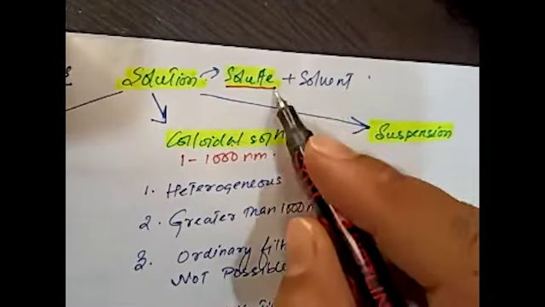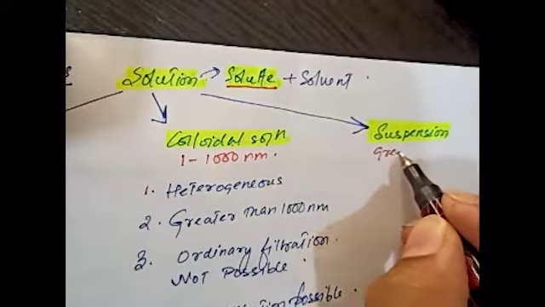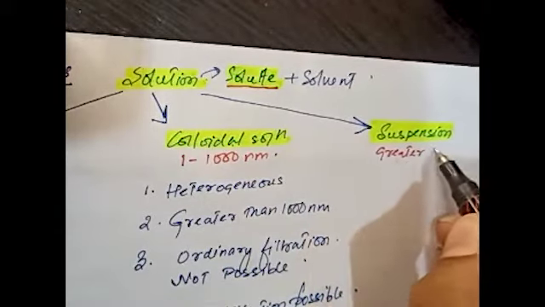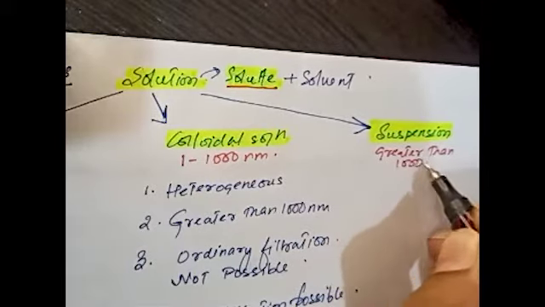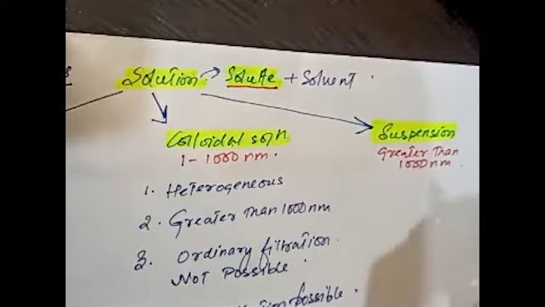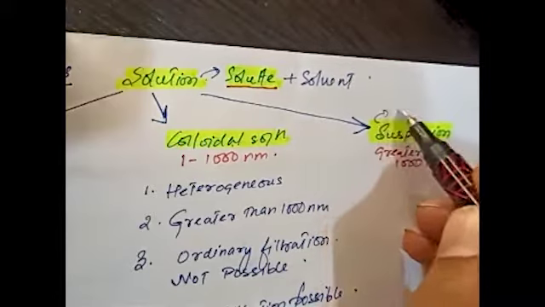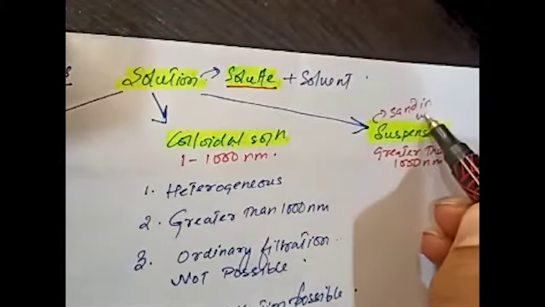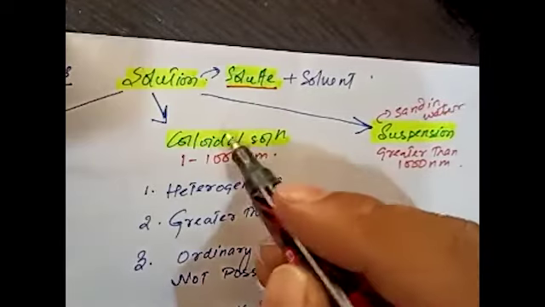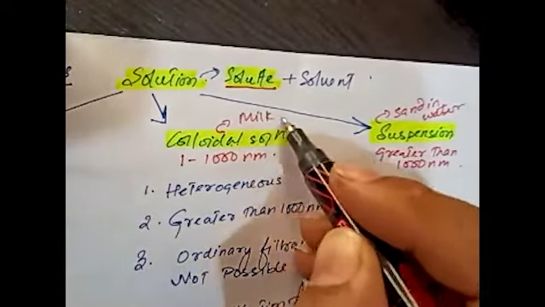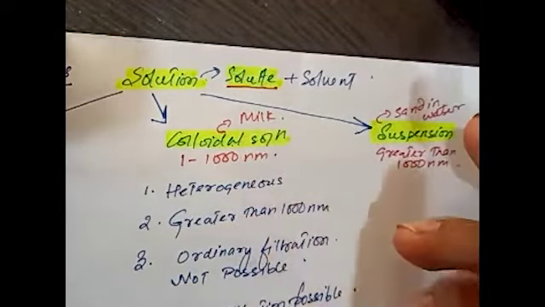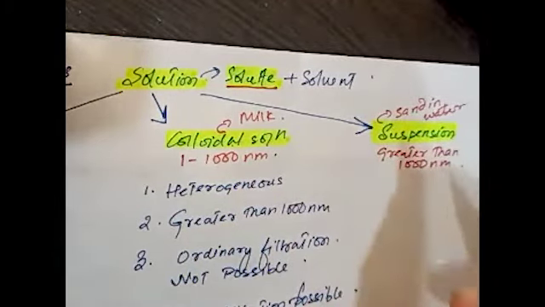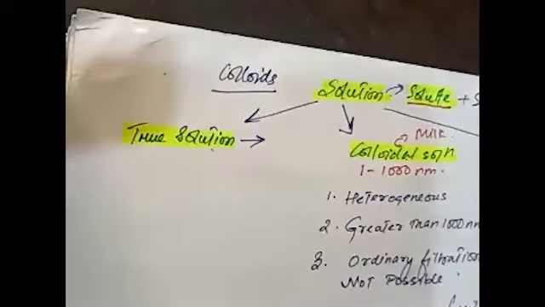If the size of the solute particle is greater than 1000 nanometer, it is known as a suspension, for example sand in water. Sand in water is an example of suspension. Colloidal solution examples include milk; there are many examples of colloids but one of the examples is definitely milk.